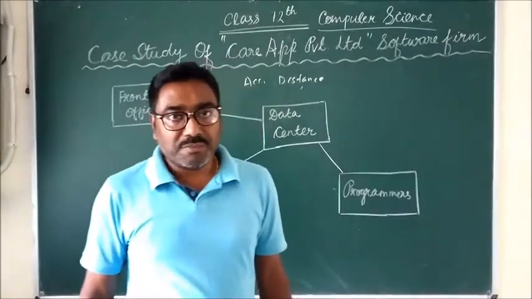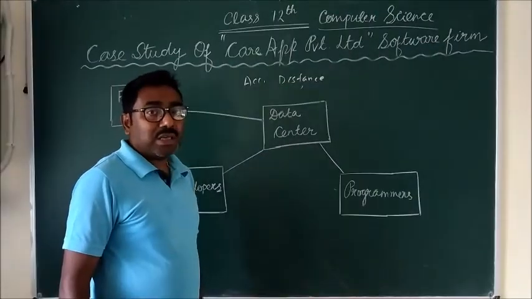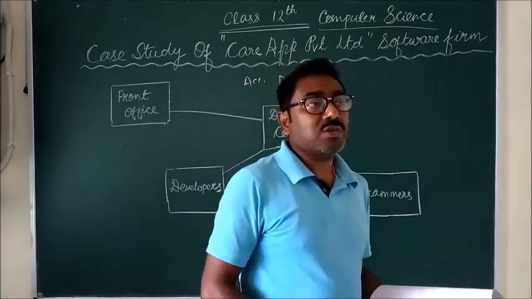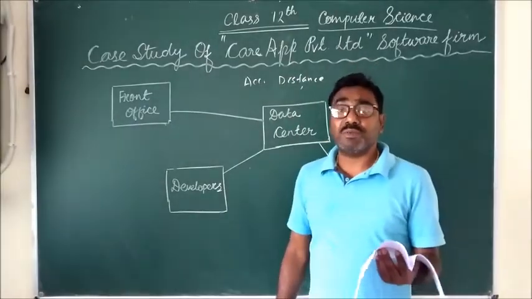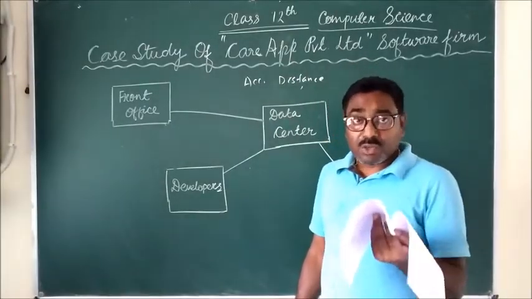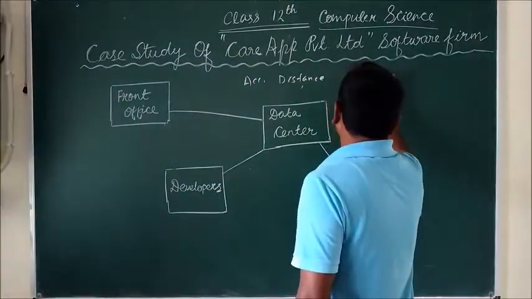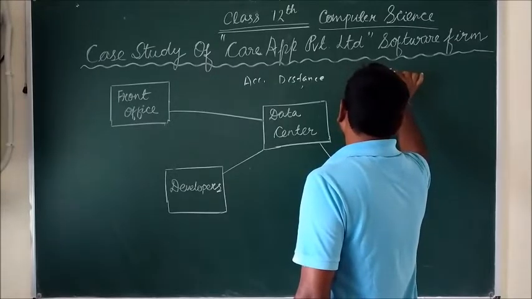Okay, now come to the next question, that is: name the block where the server of the network can be installed. I told you before, in case of the server, it should be installed where the maximum number of computers are installed. So here the front office has the maximum number of computers. So the answer should be front office.